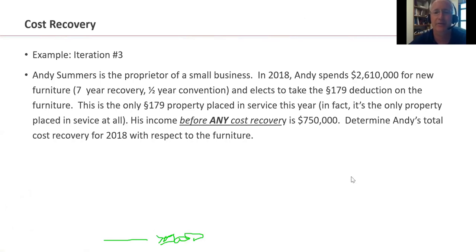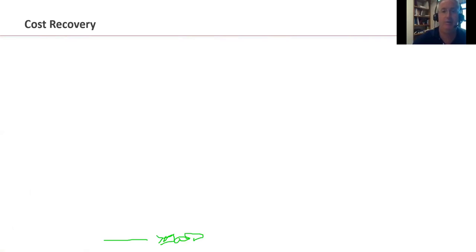All right. Iteration 3, we've got Andy Summers. Now he spent $2.61 million for the furniture. His income remains at $750,000. Okay, this is iteration 3, and I've thrown a different switch. In this iteration, the switch is he spent more than the small business limit. Let's see how that works out.